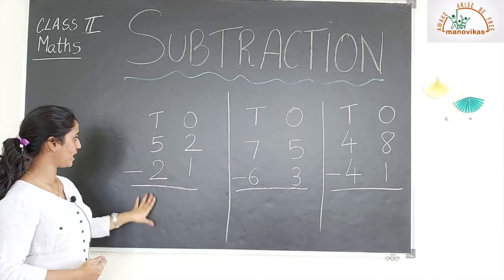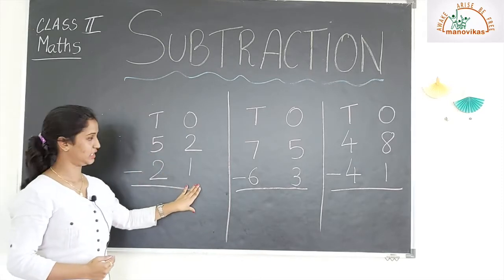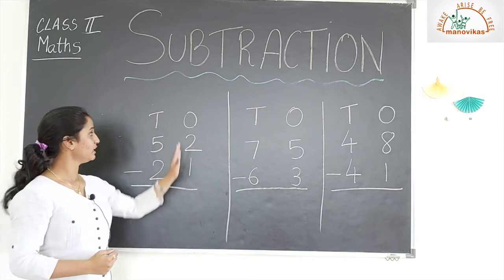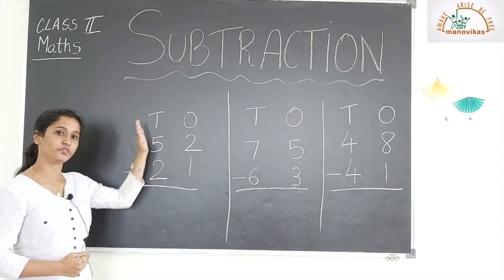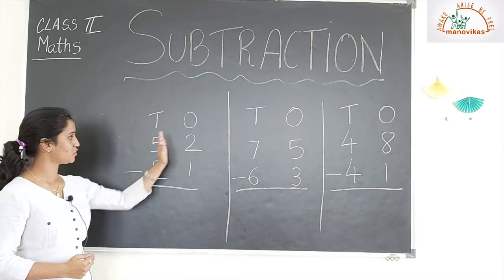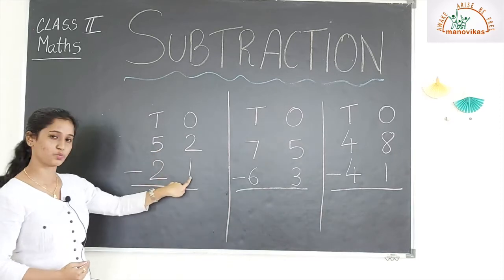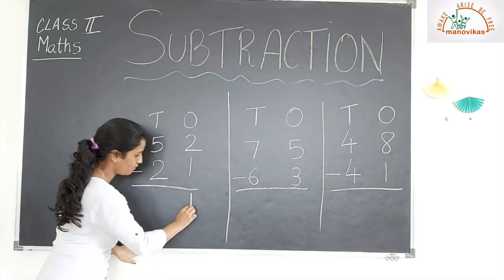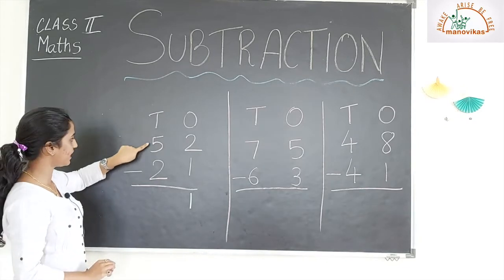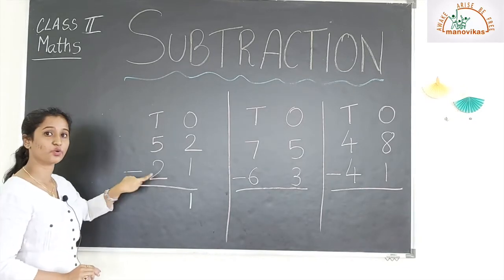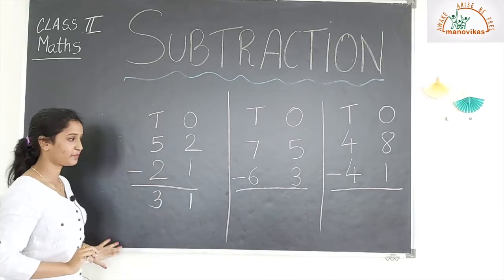So the first one is 52 minus 21. We know the rule that we always begin from the ones column, correct, and then move on to the tens column. So first we start with the ones column, that is 2 minus 1 gives us 1. Next, moving on to the tens column, we have 5 minus 2. So 5 minus 2 gives us 3.